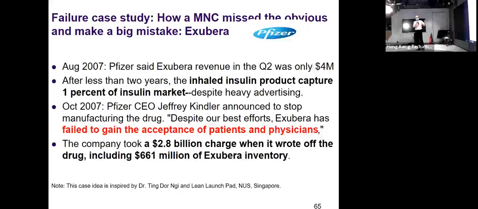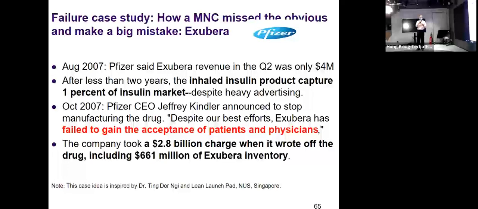So in August 2007, Pfizer said the extra revenue reported was only $4 million. In the whole of the US, $4 million is very limited. They only captured 1% of the insurance market. 1% is very small.